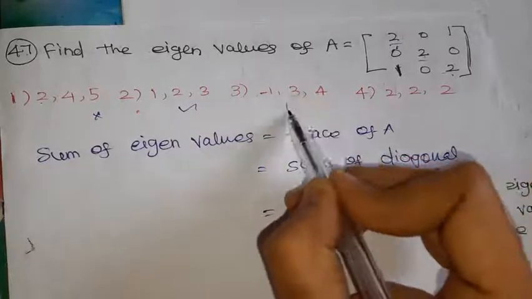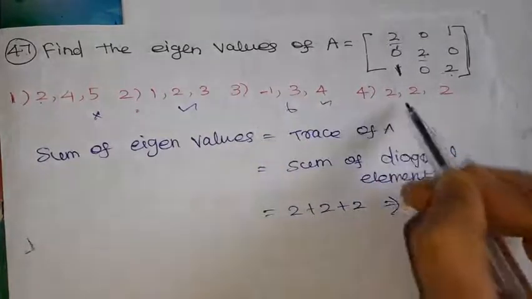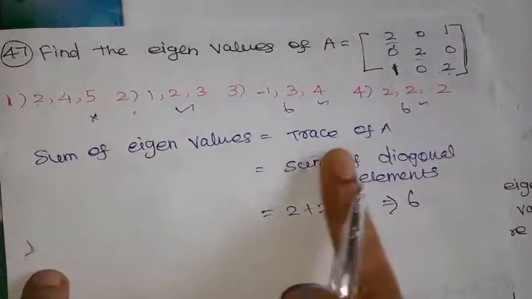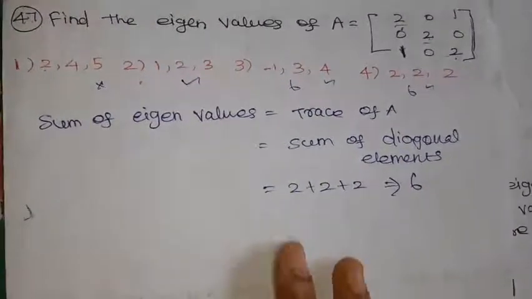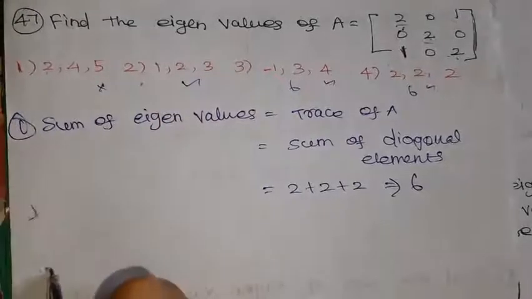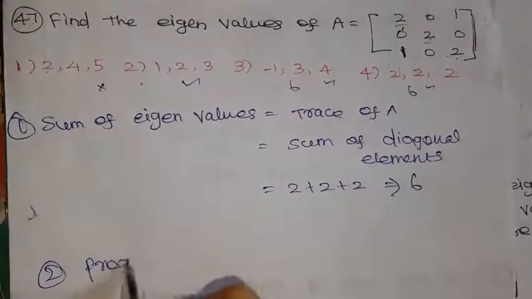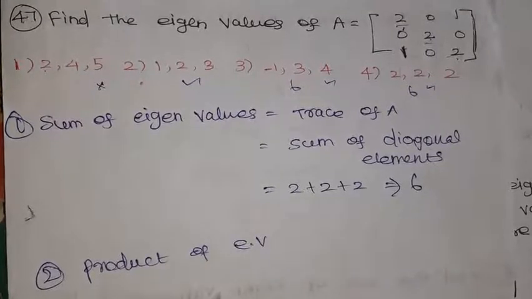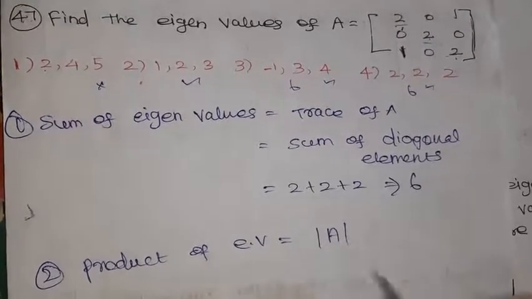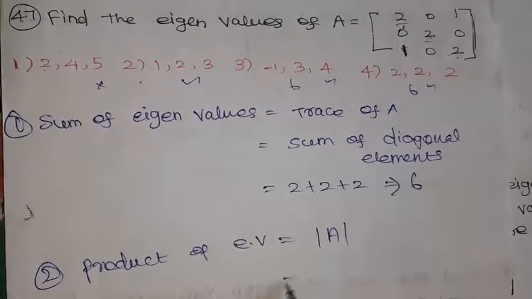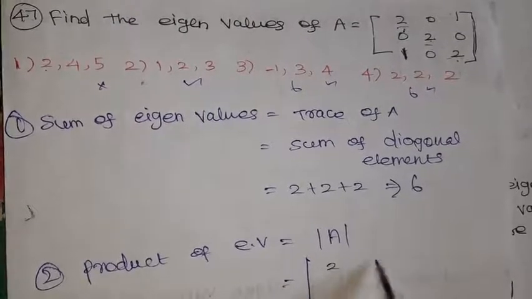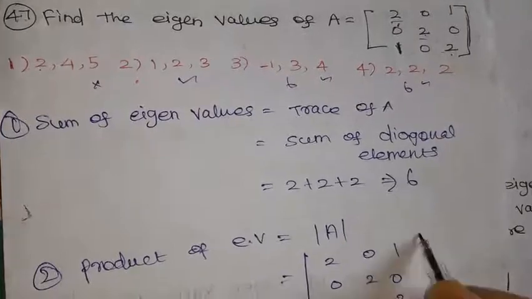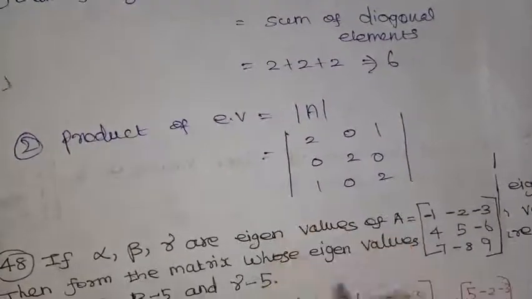7 minus 4 is also 6. This is also coming, 2 plus 2 plus 2 is 6. So 3 options we are getting as 6. So we'll see one more property, that is the product of eigenvalues is equal to the determinant of A. So we will find the determinant value for the given matrix and check it.